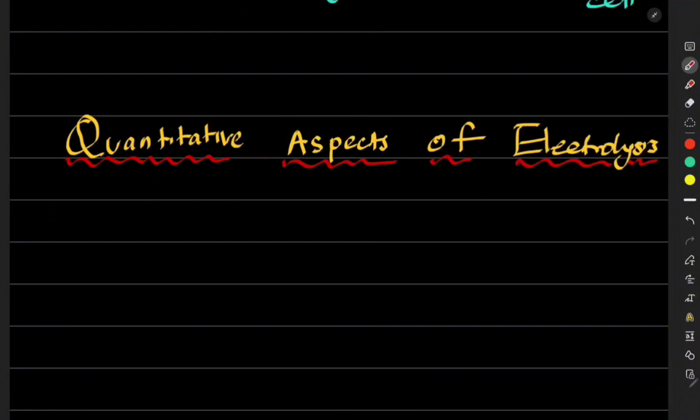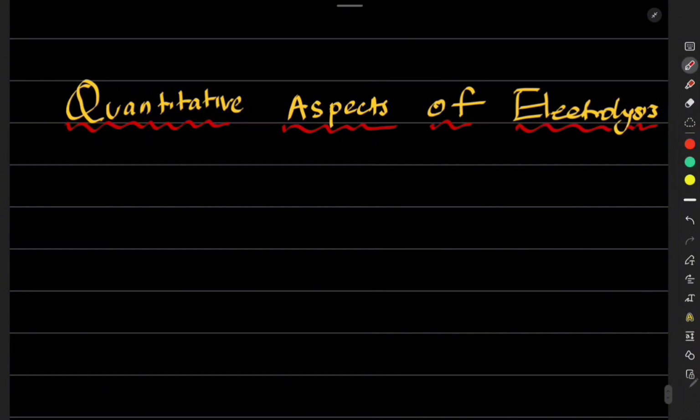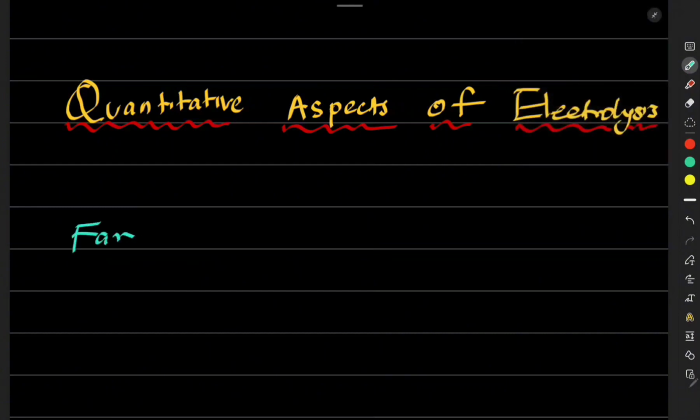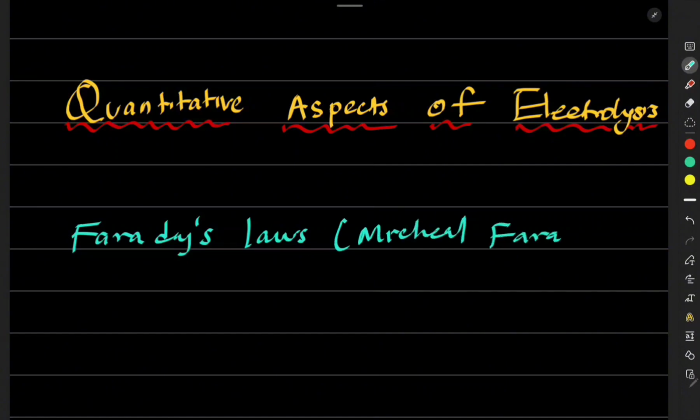Now let's discuss the quantitative aspects of electrolysis. The first scientist who described the quantitative aspects of electrolysis is Michael Faraday. There are two laws for electrolysis, two Faraday's laws. Let's write it down. Faraday's laws by Michael Faraday.